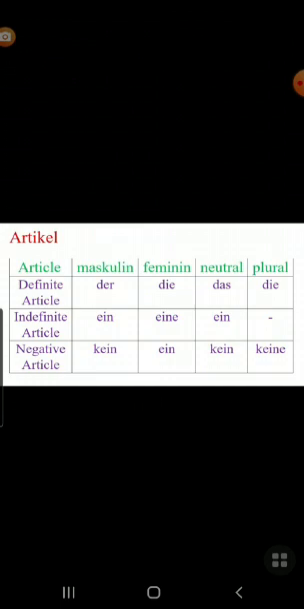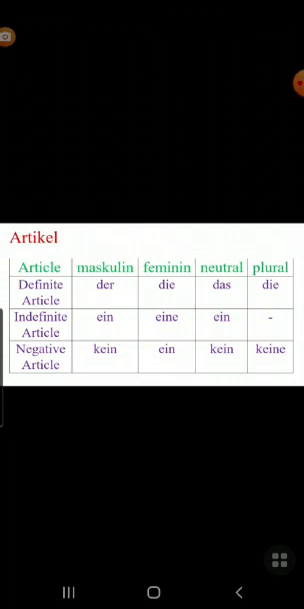And if we take, suppose the case was accusative, the only difference that takes place here is that in case of der, for definite articles, for masculine gender, we write den. So the spelling of masculine gender in accusative case is den instead of der. The rest of the things remain same. So the accusative table will be den, die, das, die. That is masculine den, feminine die, neutral das, and plural die again.